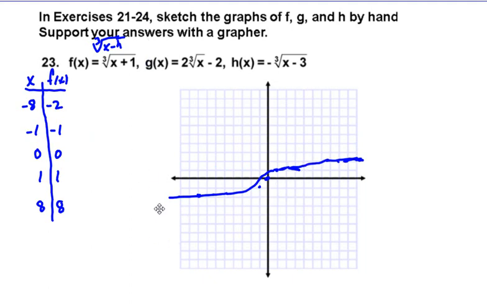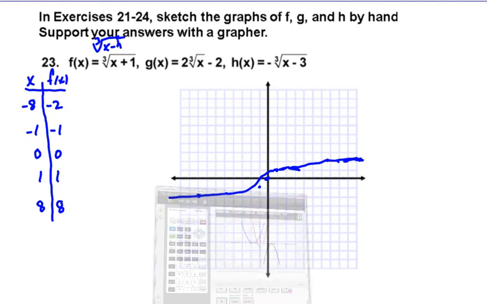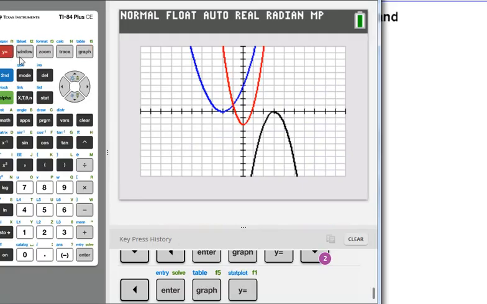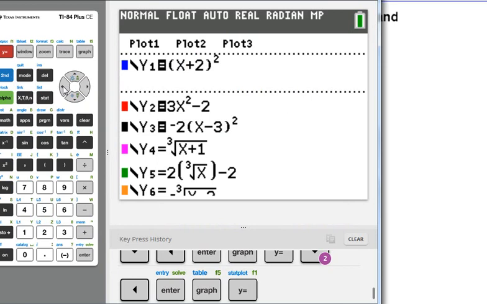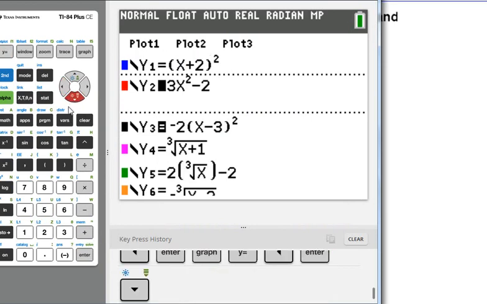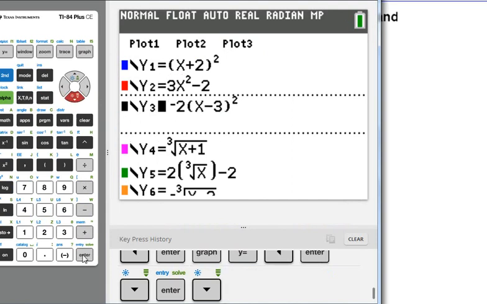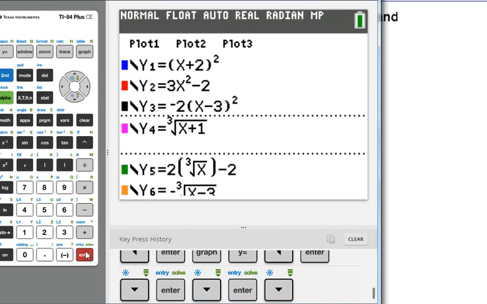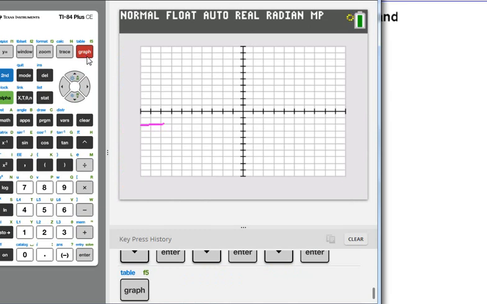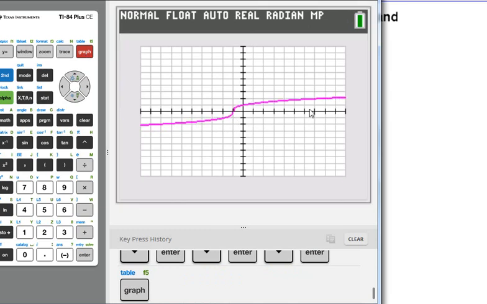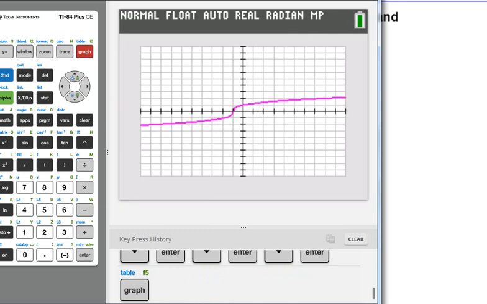And let's go to the calculator. And I'm going to go ahead and deactivate these first 3 and go to this 4th one and activate the 4th one. This should be magenta, should be 1 unit to the left. And there it is. Okay, just like graphed.